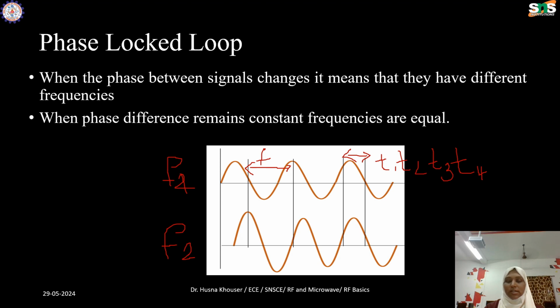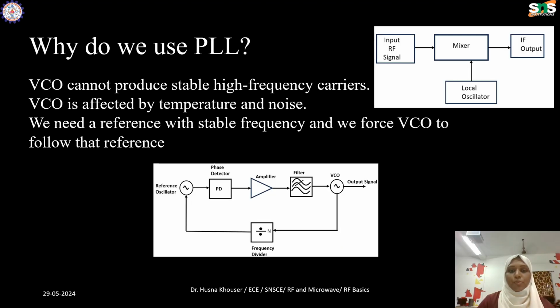Next we'll see how the PLL works. Before that, we'll see why we need a PLL. We have seen this is the mixer block. In the mixer we need an input signal, and we have the local oscillator, which generates a high frequency cosine signal. This local oscillator is nothing but the voltage controlled oscillator, the VCO. That VCO will not produce a constant voltage. Whatever the frequency, it will be in an unstable form.